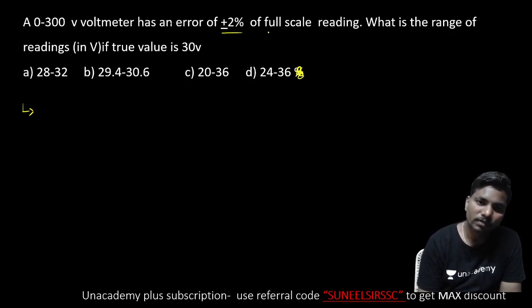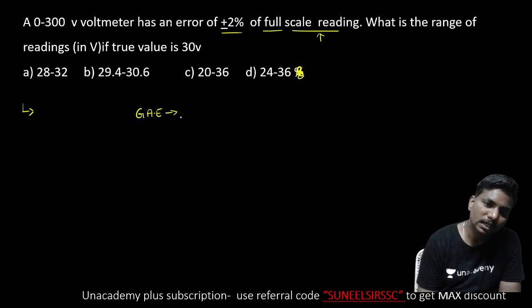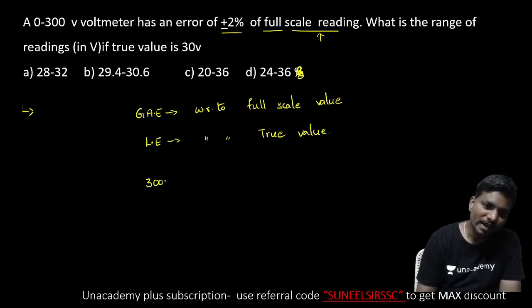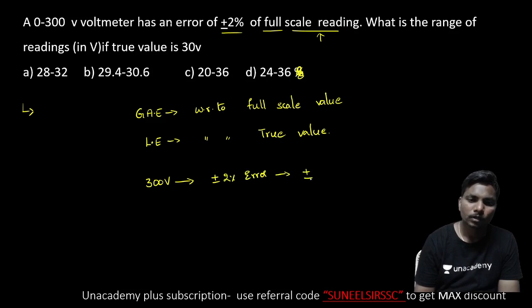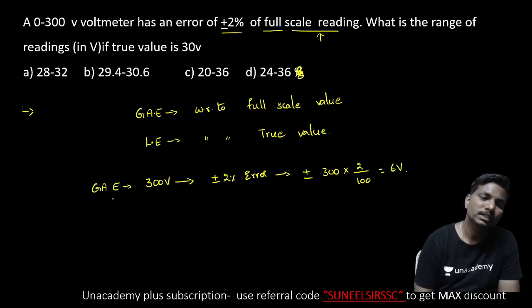Whatever error they have given belongs to full scale reading. In the previous session I have said guaranteed accuracy error is always with respect to full scale reading, full scale value, and limiting error is always with respect to true value. Here, if you are going to measure the full scale value, that is 300 volts, you get plus or minus 2% as the error. So 2% of 300 is 6 volt. If you measure the maximum value, the error is 6 volt. This is nothing but guaranteed accuracy error.